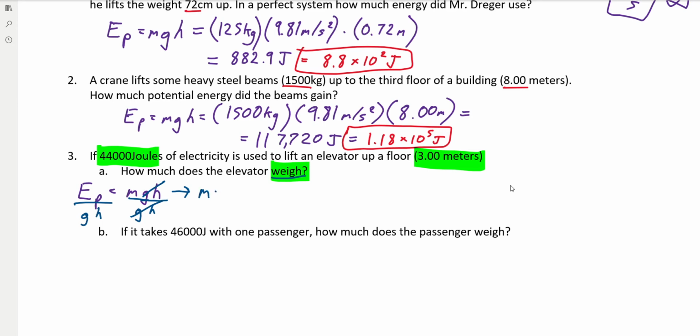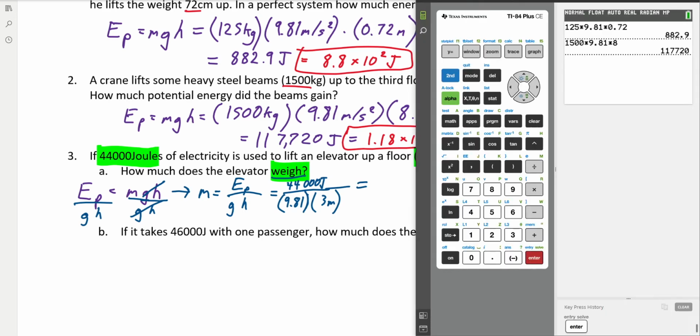So now we have mass equals energy over gravity times height. So now what we can do is fill in our energy, which is 44,000 joules, divided by gravity, 9.81 meters per second squared, times height, which is 3 meters. Okay, and then we plug that into our calculator.